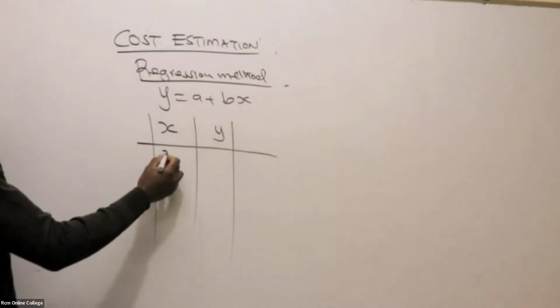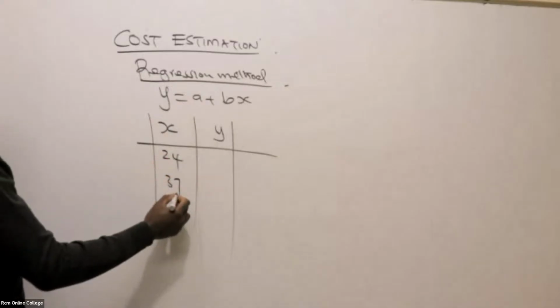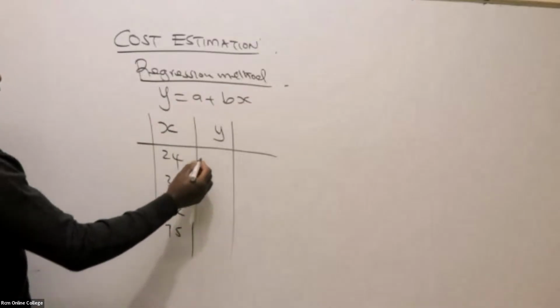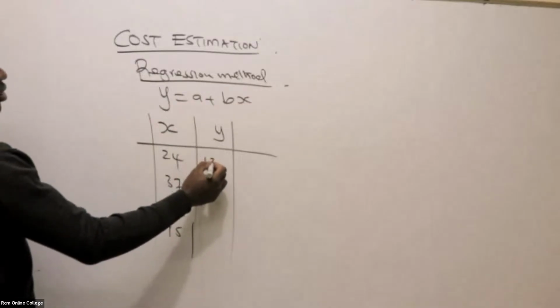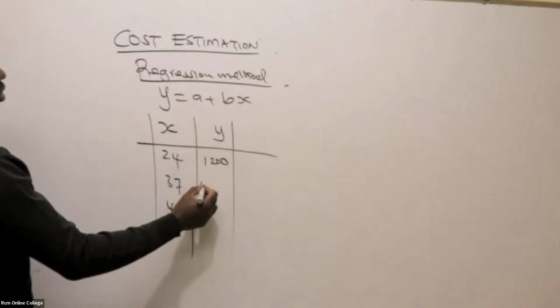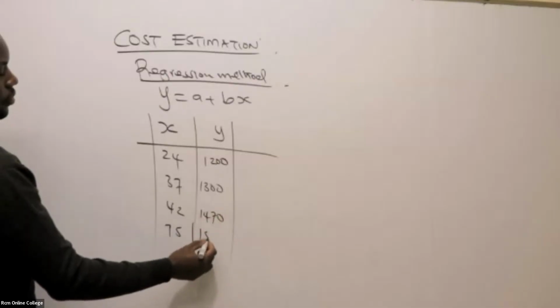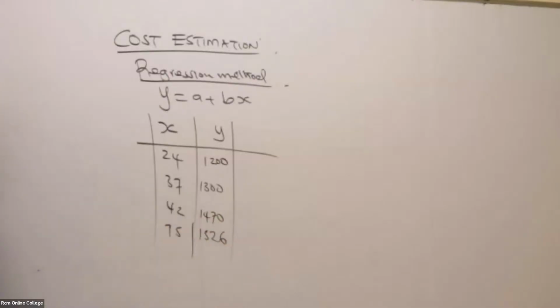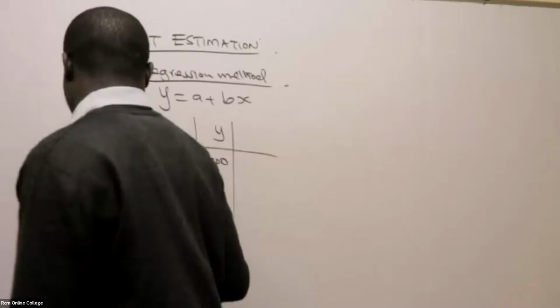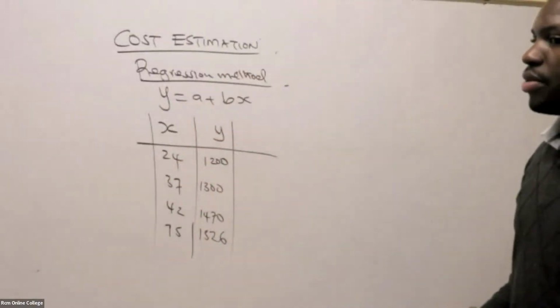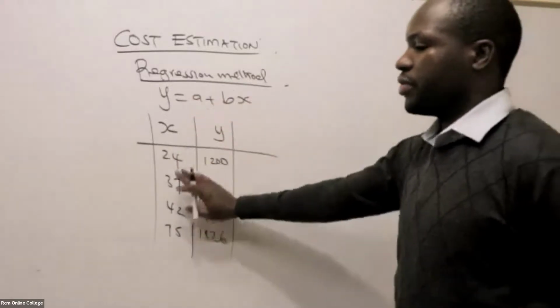Right? So maybe your x is 24, 37, 42, 75. Then this here, 1,200, 1,300, 1,470, 1,526. That is your cost. That is your data, x and y. And you're supposed to give us cost function in this form.